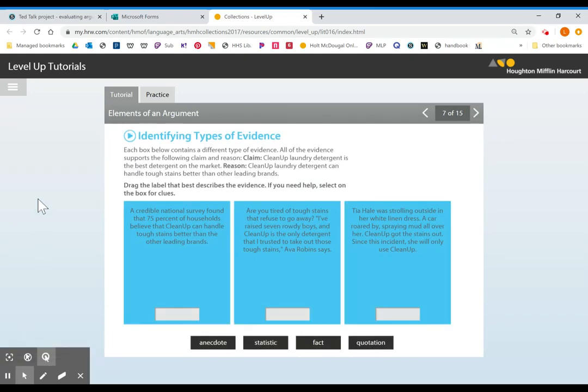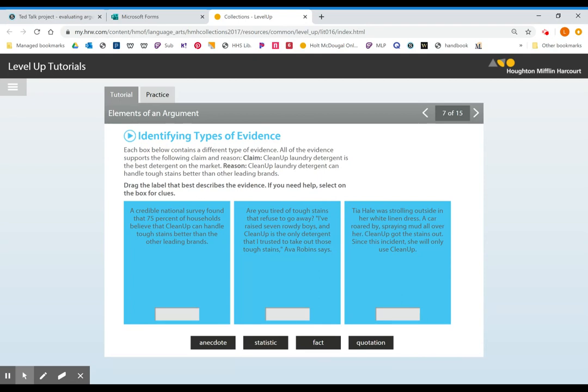So let's practice identifying some different types of evidence real quick. Each box below contains a different type of evidence. All of the evidence supports the following claim and reason. Clean Up laundry detergent is the best detergent on the market. That's their claim, and the reason that it is the best is Clean Up laundry detergent can handle tough stains better than other leading brands.